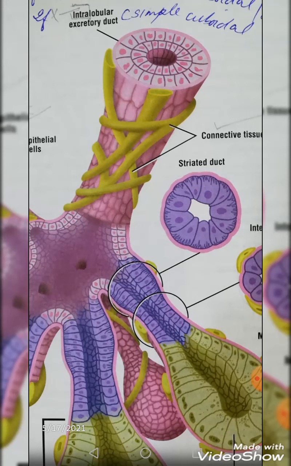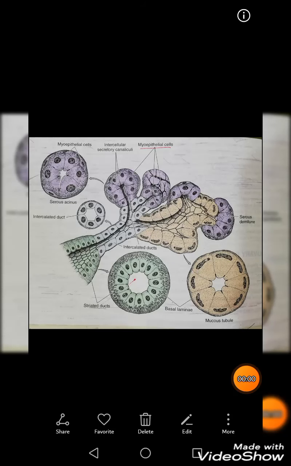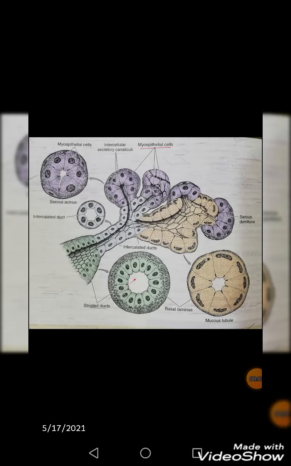Another important fact is that the intercalated ducts join to form the striated duct, and these two are called intralobular. These merge to form the interlobular ducts. The interlobular ducts merge to form interlobar ducts, and many interlobar ducts merge to form the main duct of your salivary gland, which opens into your oral cavity.